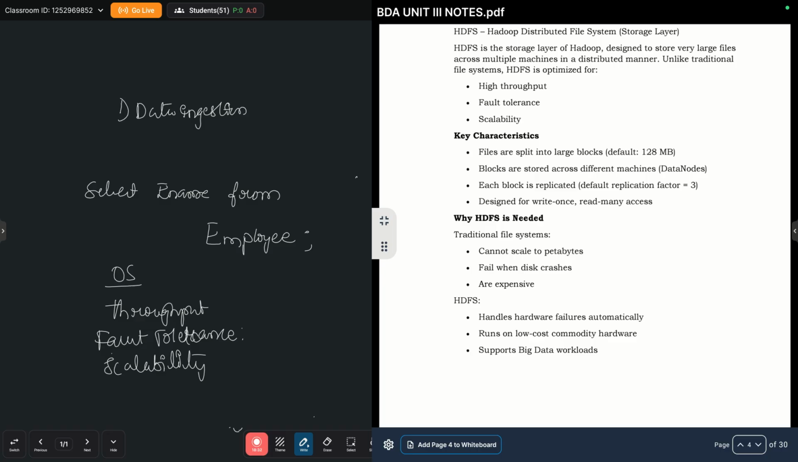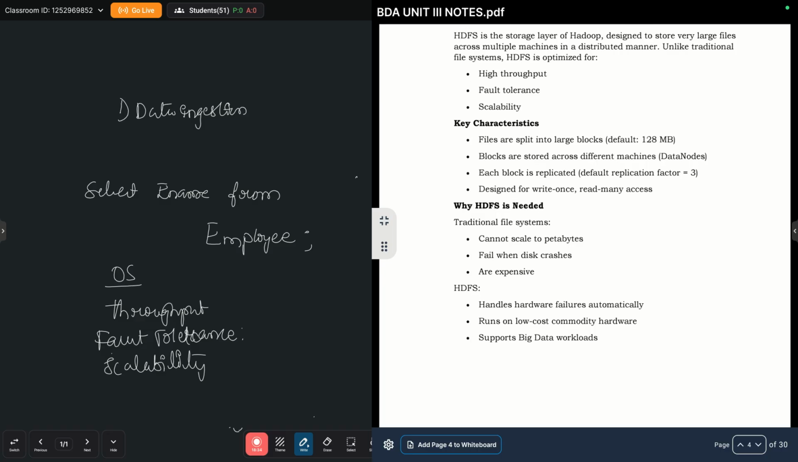So here this is A, this is B, and this one is C. That is scalability. We can store the data, we can process the data.